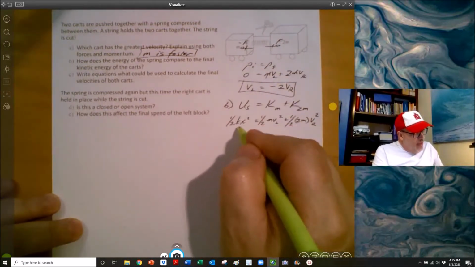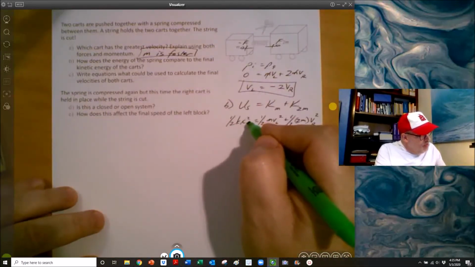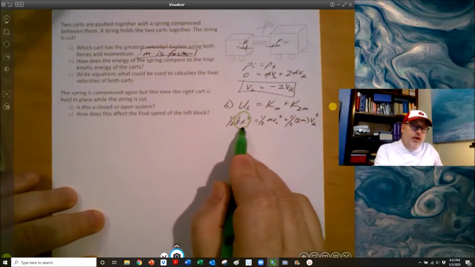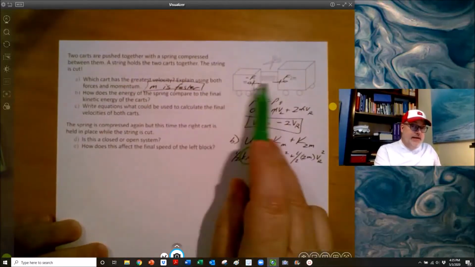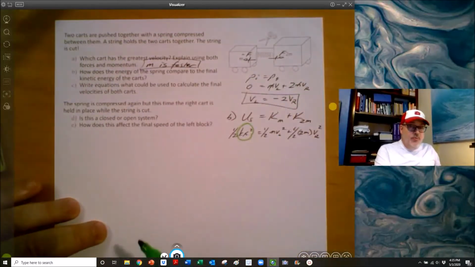The one thing that we don't have that they would have to give us for us to completely solve this is we would need to know how far the spring was compressed and the spring constant, because those, it looks like, were not given. But these would be the equations. Energy is conserved and momentum is conserved.